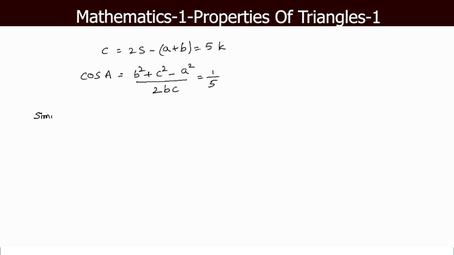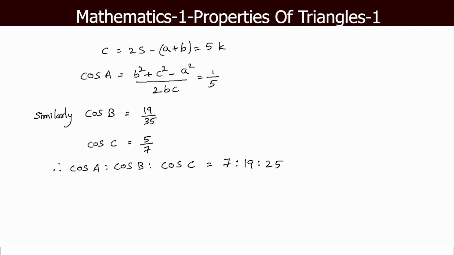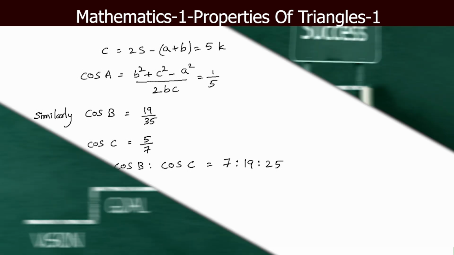So therefore, cos A: you know the cosine formula, cos A is (b square plus c square minus a square) by 2bc. If you substitute the values of a, b, c, you will get cos A equal to 1 by 5. Similarly, cos B is equal to 19 by 35, and cos C is equal to 5 by 7. So therefore, cos A is to cos B is to cos C is 7 is to 19 is to 25, which means the correct answer is option number 4. Problem number 4.